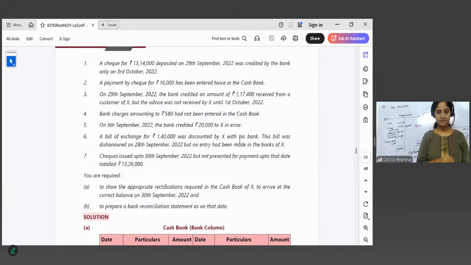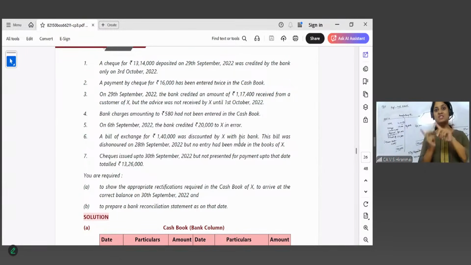Deal with it accordingly. Now, the sixth one: a bill of exchange of 1,40,000 was discounted by X with his bank. This bill was dishonored, but no entry has been made. I told you very clearly, when there is a check dishonor or a bill dishonor, the immediate effect will first come in the bank statement. So your bank account will get debited, okay? Because earlier they gave you the money. Now when it is dishonored, the bank will take the money from your account because they've given you the money. Clear? So when this happens in the bank, that means your account is reduced.